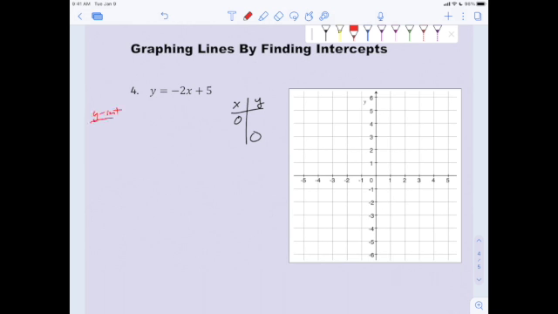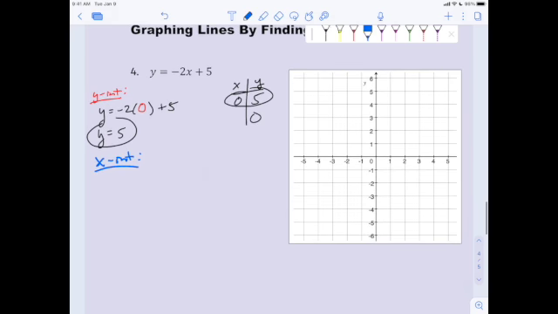So for my y-intercept, I'm going to go to this equation and plug in 0 for the other variable. And when you do that, it works out pretty nicely. Negative 2 times 0 is just 0, so I'm left with y equals 5. Nothing really to solve for there. Very nice. 0, 5. For your x-intercept, I'm going to put in 0 for y in the equation, right? 0 goes in for the other variable.